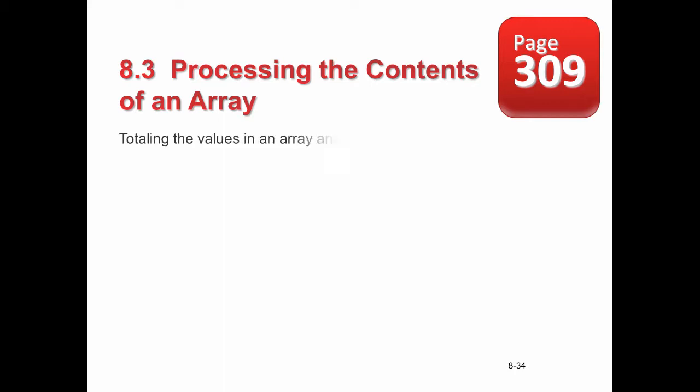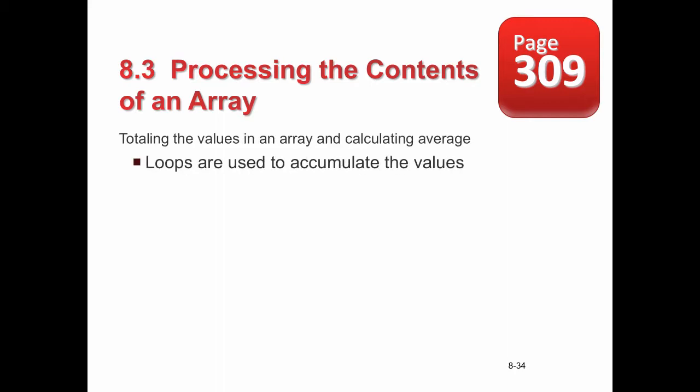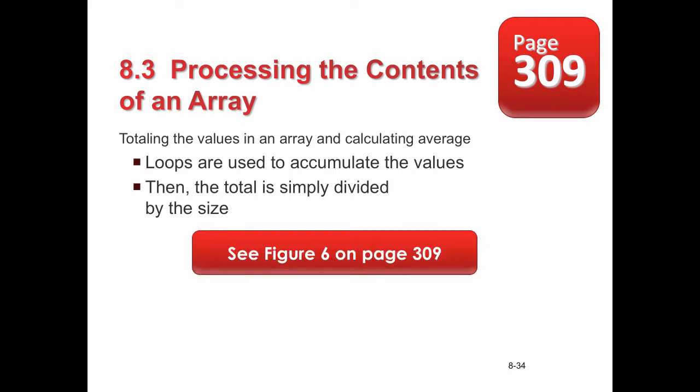How do we process the contents of an array? Well, we can total the value of an array and calculate an average. It's very simple to do, and it's very common to do as well. Loops are used to accumulate values, and you can see that we would just go ahead and add at the same time. So if you'll take a look at figure 6 on page 309, you will see that being done.